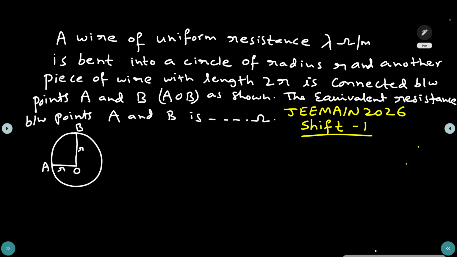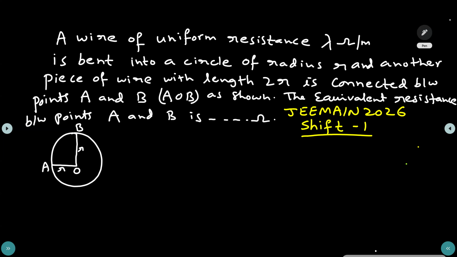So, a question from JEE Main 2026, question 51. This question can be ranked as moderate to tough. Why? Because here you have to apply a little bit of geometry, basic mathematics geometry part, along with circuit related concepts.